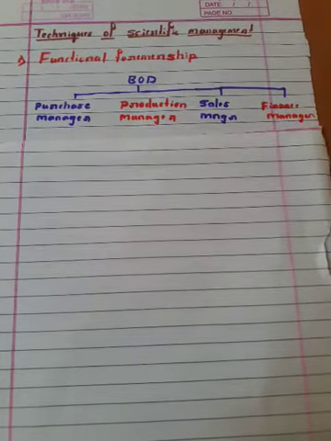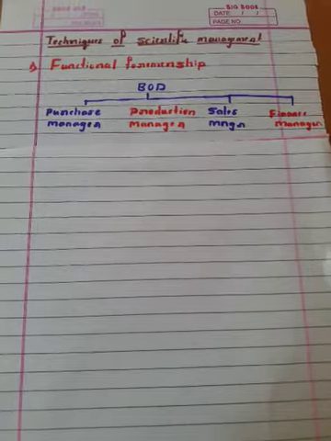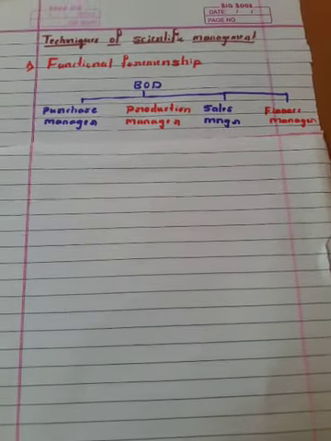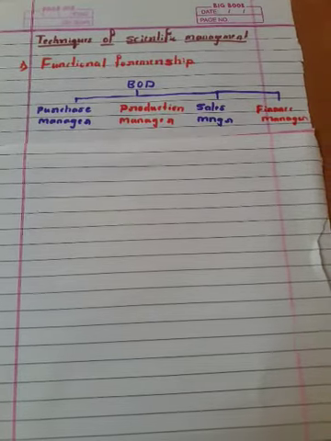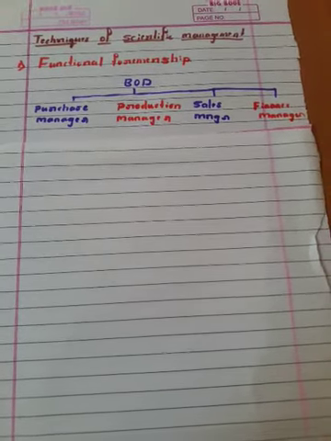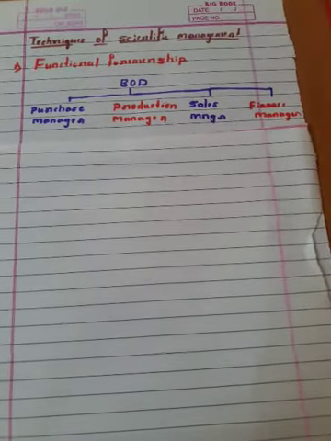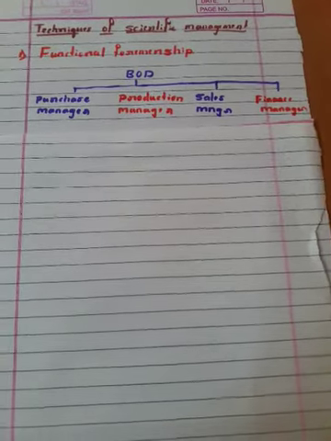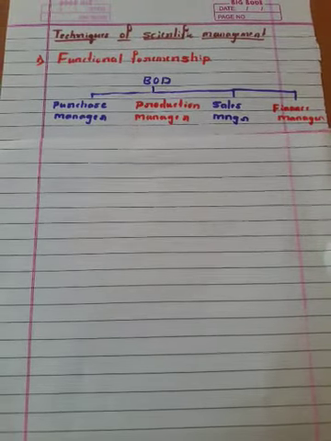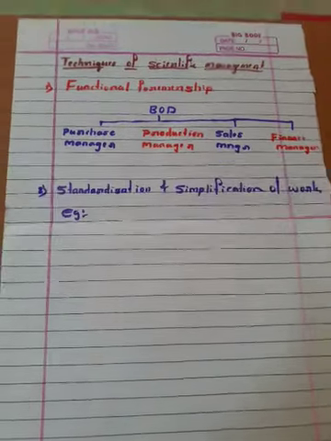It means under the purchase department, the purchase manager will look after the purchasing activities of the organization. Similarly, in the production department, the production manager will look after the activities related to production. Similarly, a sales manager looks after the sales activities, and a finance manager the finance. With this, they have simplified the work of the entire organization into various departments.